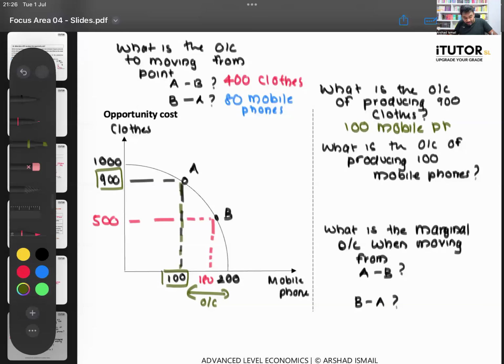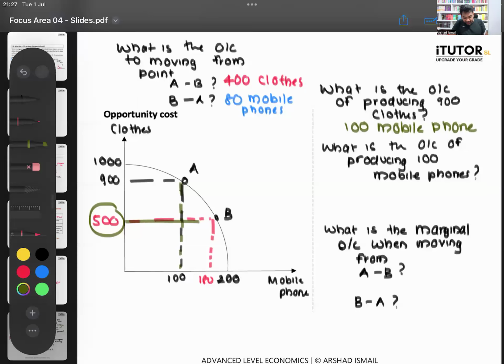Now, before I get to the next question that I have written, what if I ask you the same thing? What is the opportunity cost of producing 500 clothes, Lamai? Can you give me an answer? It's not 80. No, 80 is when moving from B to A. What is the opportunity cost of producing 500 clothes?